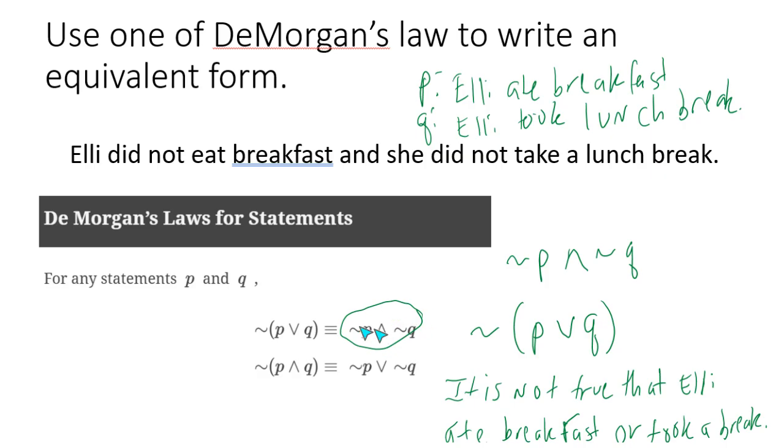So an equivalent form would be the negation of P disjunction Q. Now I just need to translate this symbolic form into a sentence. Since the negation is on the outside, I can start with it is not true. And then P is Ellie ate breakfast or she took a break. Okay, so that would be our answer. Going from a sentence to symbolic form will make it a little bit easier to see what we need to write.